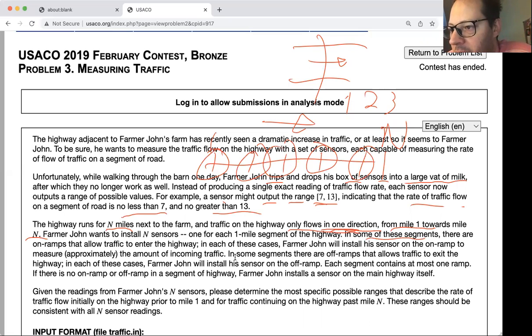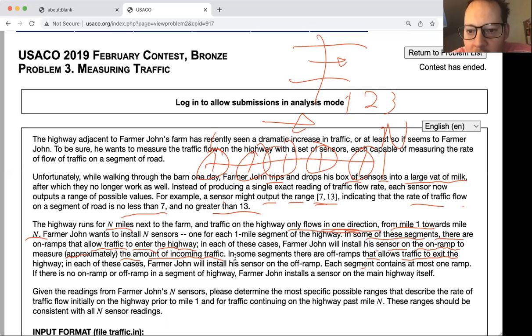In some of these segments, there are on-ramps that allow traffic to enter the highway. In each of these cases, Farmer John will install his sensor on the on-ramp to measure approximately the amount of incoming traffic. So it won't just be cars that go by, it will be only cars that are being added. In some segments, there are off-ramps that allow traffic to exit the highway. In each of those cases, Farmer John will install his sensors on the off-ramp. Same story, that'll tell you how many have gotten off of the highway. Each segment contains at most 1 ramp.